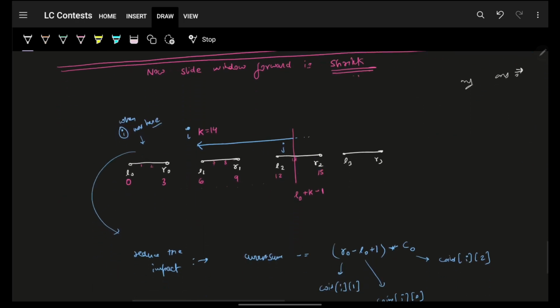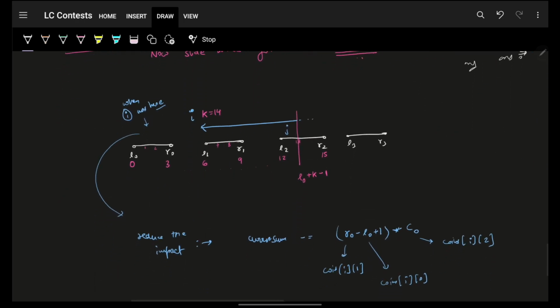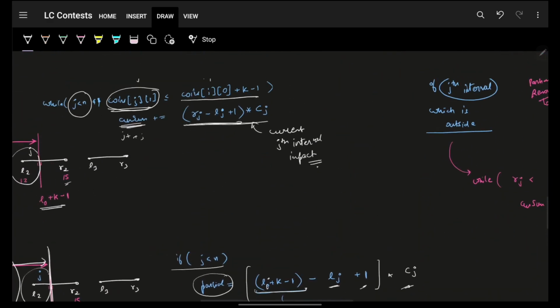When I say shrink the window, it is a simple two-pointer technique of shrinking the window. But here in this case, I will not shrink based on coordinates. No, I will shrink and go on to the next possible interval. Here, I directly jump onto the next interval, which means before jumping onto the next interval, make sure to remove the impact of this current interval from your current sum.